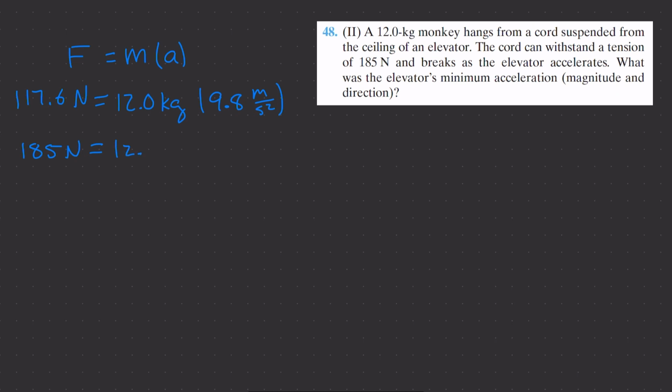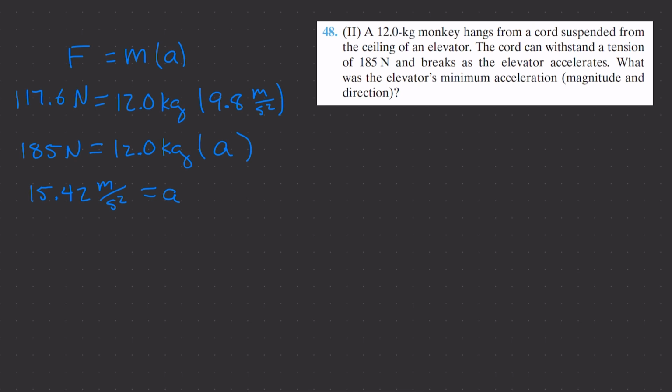The mass doesn't change. It's still the 12 kilograms of the monkey. And then we're going to find out what acceleration is going to be required in order to break that cable. This extra acceleration is going to come from the elevator accelerating upwards. If you recall, if the elevator were accelerating downward with the monkey, that would decrease the monkey's force on the cable. It's the elevator accelerating upward that would add to the acceleration and the force that is being applied to the cord. Now, if I divide both sides by 12 here, 185 divided by 12 gives us about 15.42 meters per second squared.